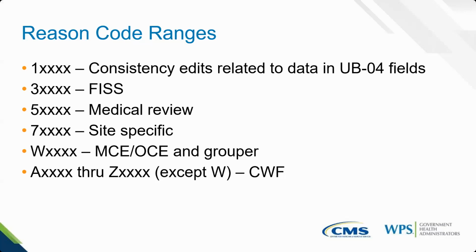Reason codes that begin with a W are edits associated with the Medicare code editor and the outpatient code editor. Both programs detect and report errors in the coding of claims. The Medicare code editor looks a lot at diagnosis and procedure codes, among other things, on inpatient claims. You could see a claim editing because a diagnosis code that was billed on the claim is for a newborn, but the beneficiary is 70 years old. So that's going to kick out.